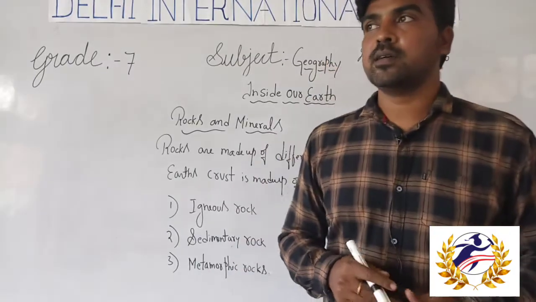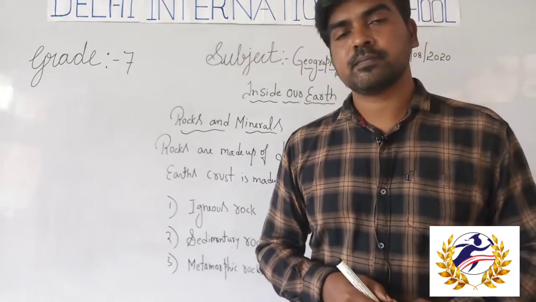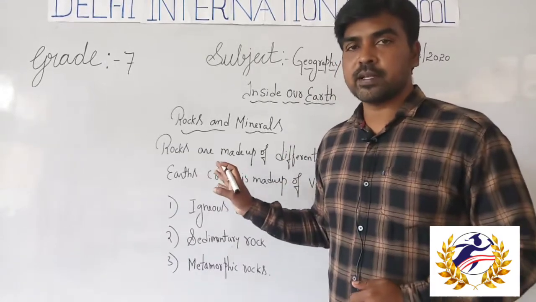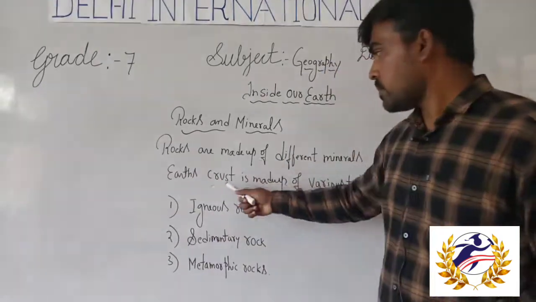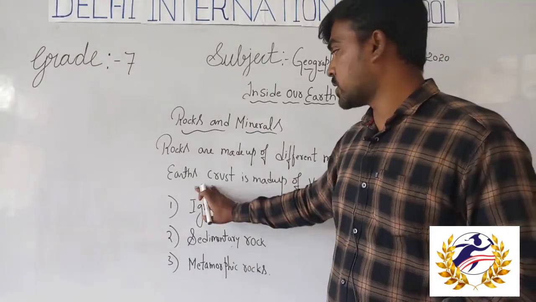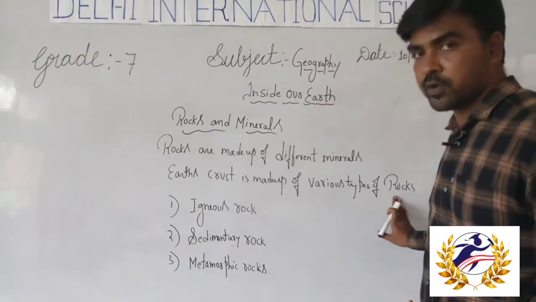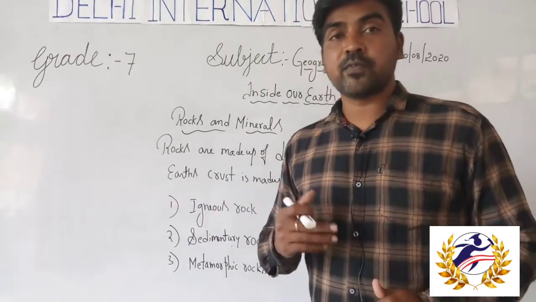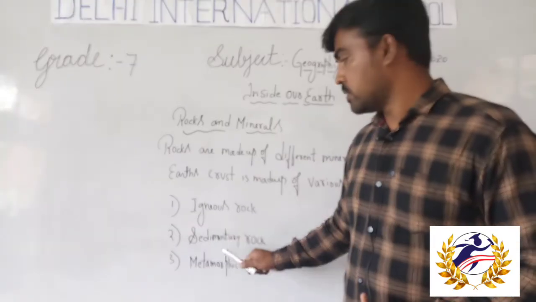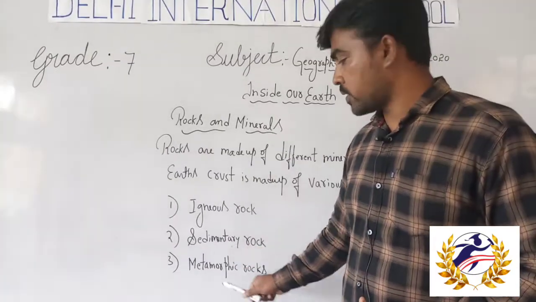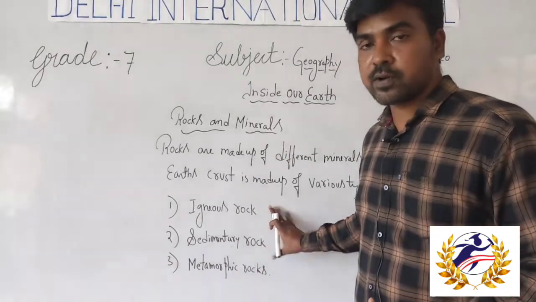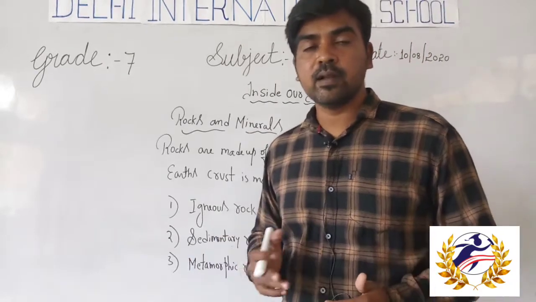For example, aluminium and iron oxides are examples of minerals. And the earth crust is made up of various types of rocks. We have many types of rocks: igneous rock, sedimentary rock, and metamorphic rock. These are all types of rocks we find in our planet earth.